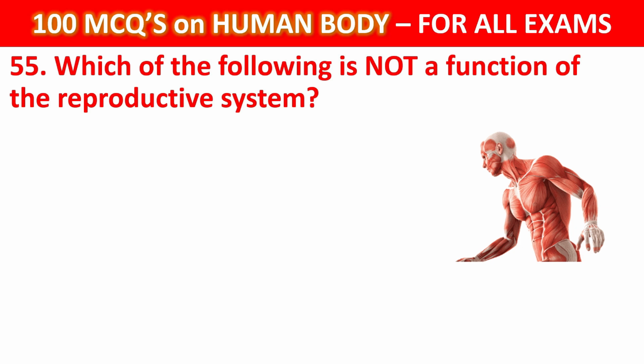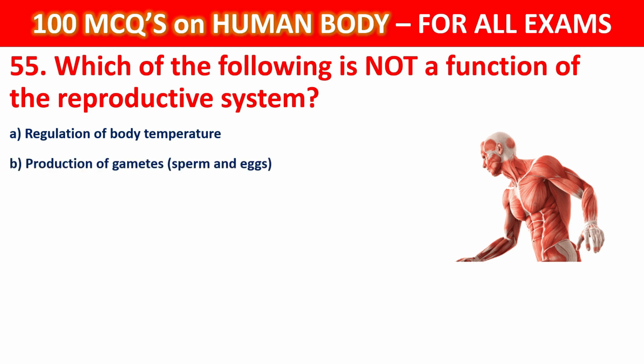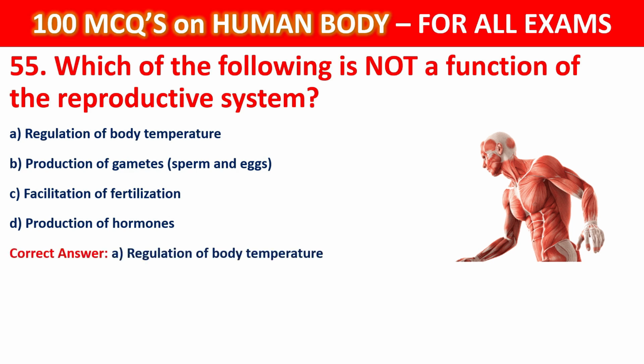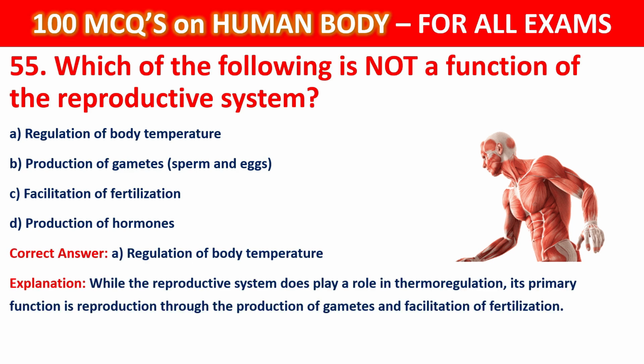Question number 51. Which of the following is not a function of the reproductive system? Your options are regulation of body temperature, production of gametes, sperm and eggs, facilitation of fertilization, or production of hormones. The correct answer is A, that is regulation of body temperature. While the reproductive system does play a role in thermoregulation, its primary function is reproduction through the production of gametes and facilitation of fertilization.